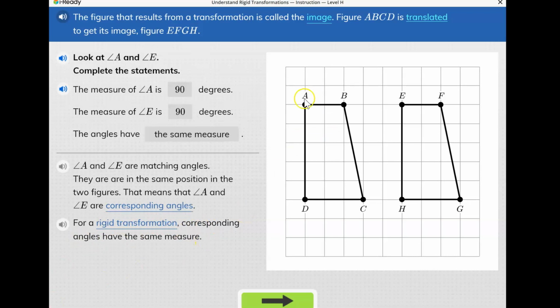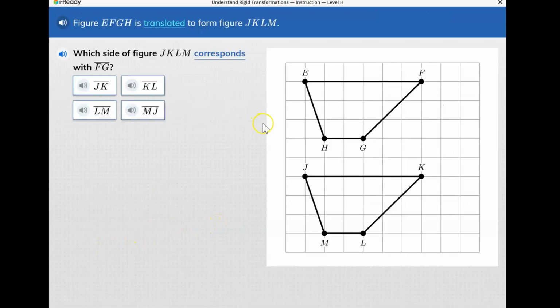Just like sides, angle A and angle E have the same angle measurement. They are corresponding angles. They are matching angles, and in rigid transformations, corresponding angles will have the same measure. So which side of JKLM corresponds with FG? Is it JK? Is it KL? Is it LM? Is it MJ? Obviously, it's KL. This side corresponds with that side.